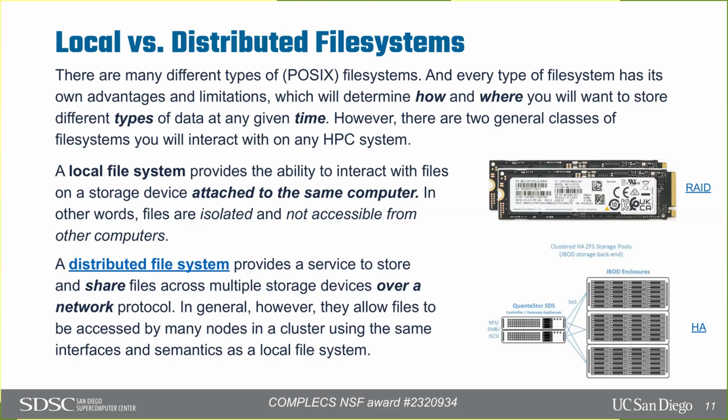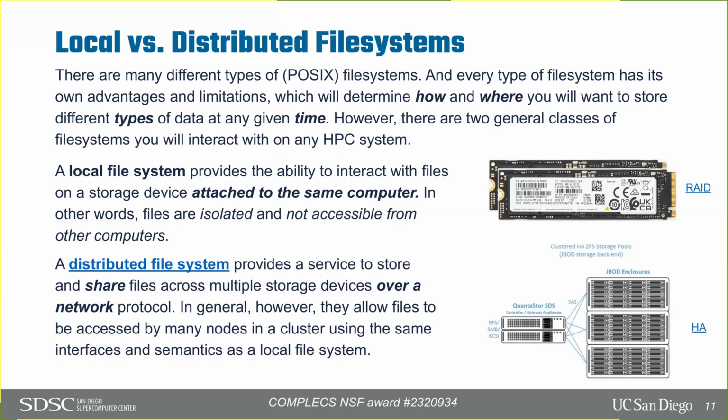The two categories are local versus distributed file systems. I mentioned the word POSIX; that's the type of interface to a file system. But how and where the different types of data live is what defines these categories.